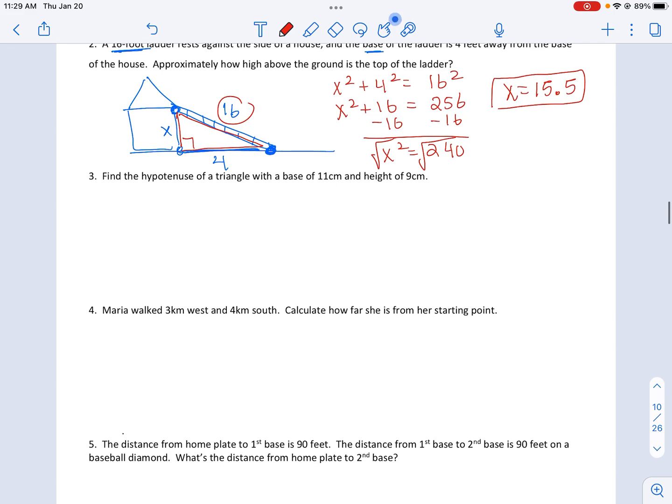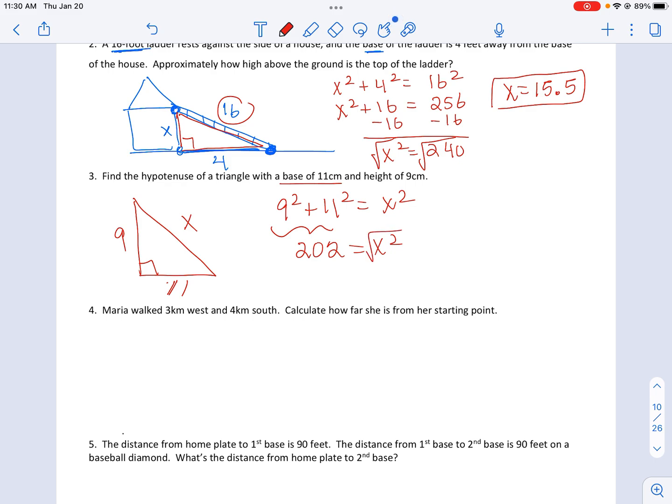Okay, the next one. Find the hypotenuse of a triangle. So let's draw our picture. So the hypotenuse is across from the 90, so that's what we're looking for. The base is the bottom, so that's going to be 11. And the height is how tall it is, so that's going to be 9. So again, I've got 9 squared plus 11 squared equals x squared. You can type all of this into one step into your calculator if you want. And all of that is going to give me 202. And to get rid of the squared, we're going to take the square root and use your calculator. A square root of 202 is going to give me 14.2. And that's my answer there.